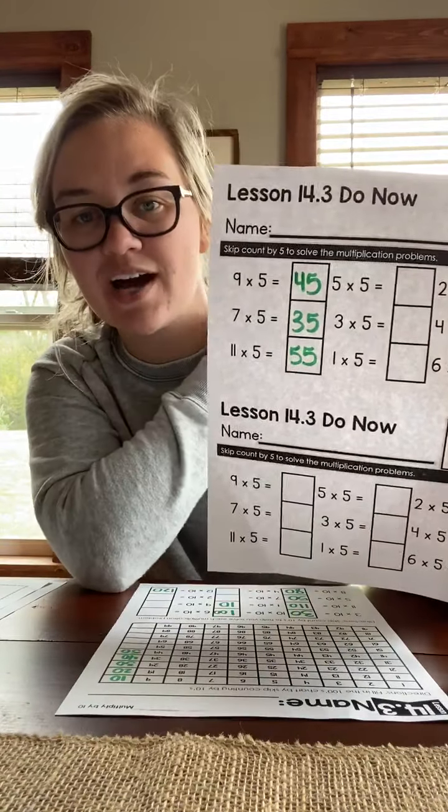Okay, so lesson 14.3, we are going to talk about multiplying by 10. So we've already talked about multiplying by 2 and multiplying by 5. So we're going to take a look at our do it now for 14.3. Remember, anytime that we multiply by 5, we're just counting by 5s to that number. So 9 times 5, count with me: 5, 10, 15, 20, 25, 30, 35, 40, 45. So my answer for that top one on do it now would be 45.